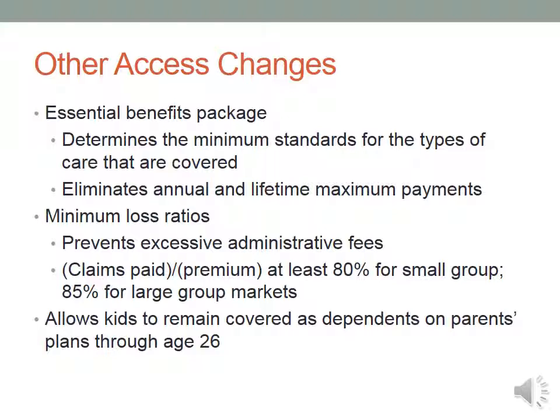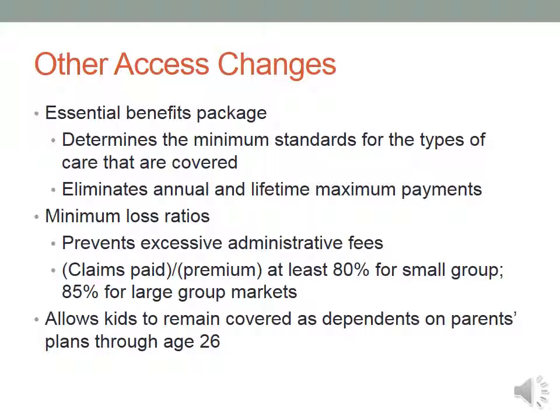Other access changes I referenced the other day in lecture: the essential benefits package. It determines the minimum standards for the types of care that are covered. Also eliminated annual and lifetime maximum payments. It used to be that they'd pay up to $1 million. Well, if you had a catastrophic accident that took a lot of ICU time and a long rehab, you could easily exceed $1 million in your lifetime. And so these annual and lifetime maximums are now eliminated. It's unlimited coverage.